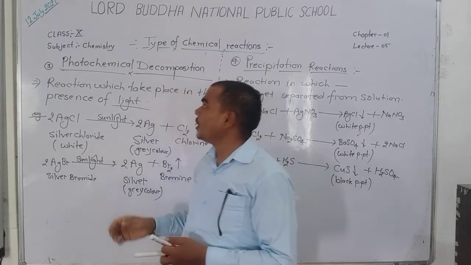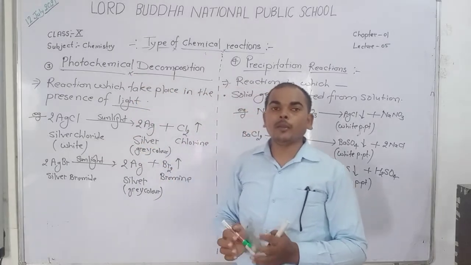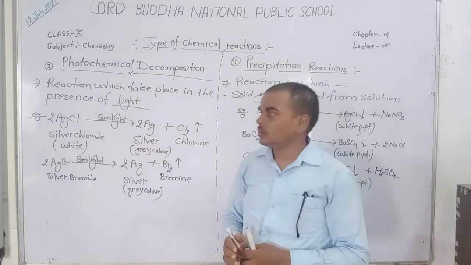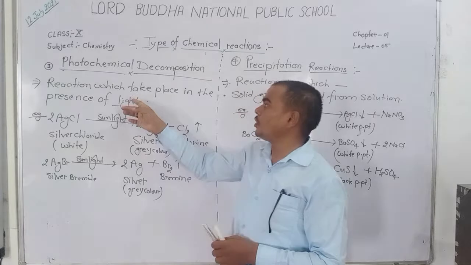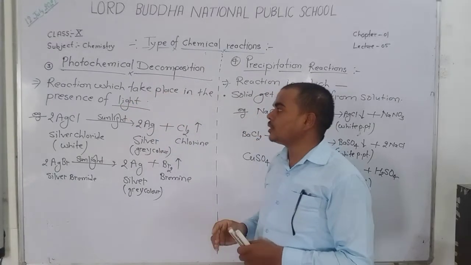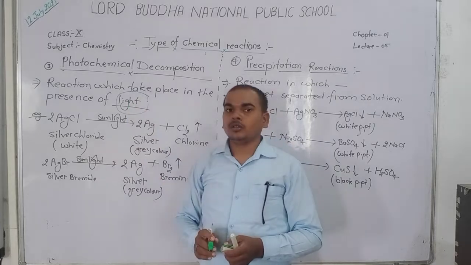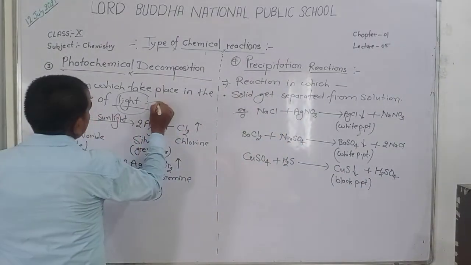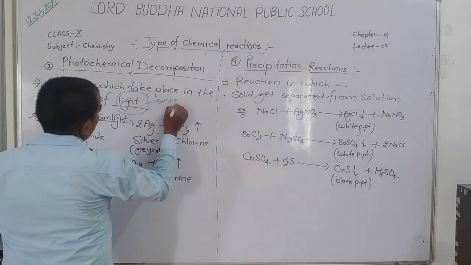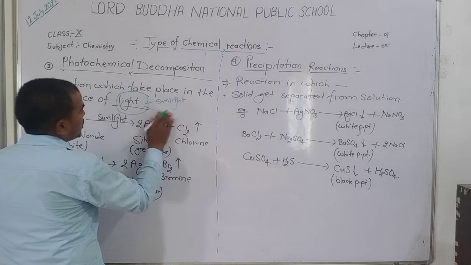The third reaction is photochemical decomposition. In a photochemical decomposition reaction, the reaction takes place in the presence of light. The important point is light. Sunlight. Light is represented by sunlight or hν.